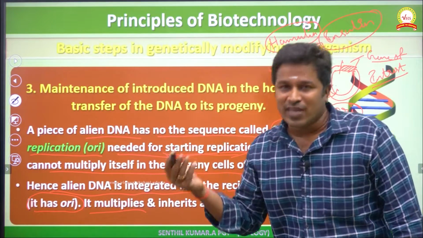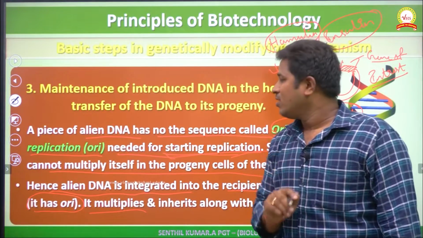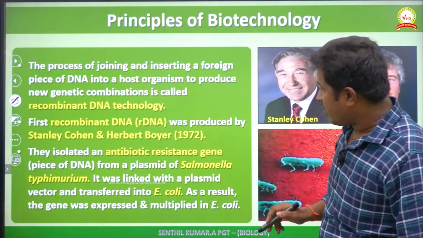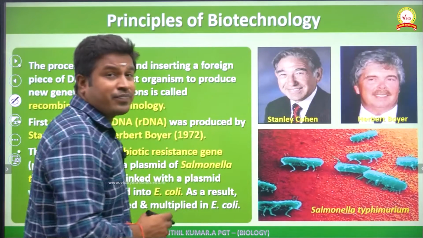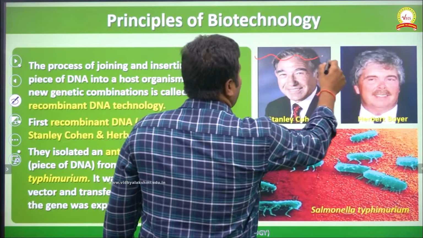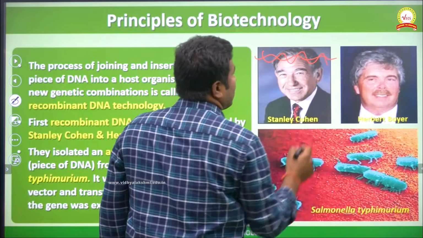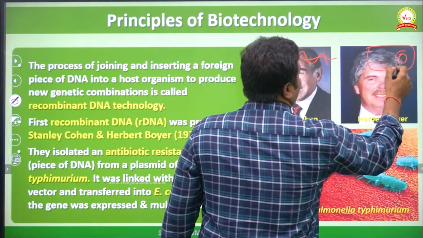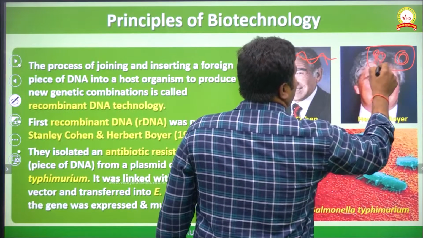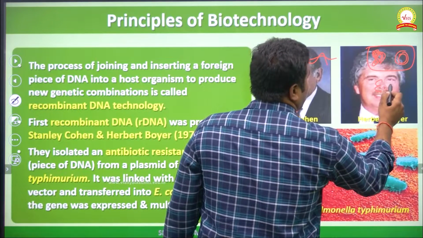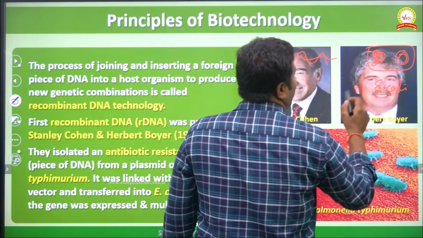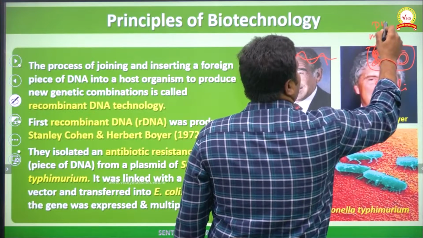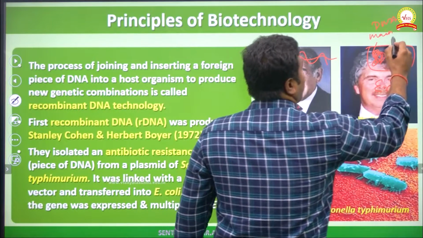How will it be transferred to the next progeny, sir? You might have a doubt, so let us deal with that. First, if you take one particular sequence, here we have a plasmid vector inside E. coli. This is an E. coli bacteria, this is the main DNA, and this is the plasmid DNA.